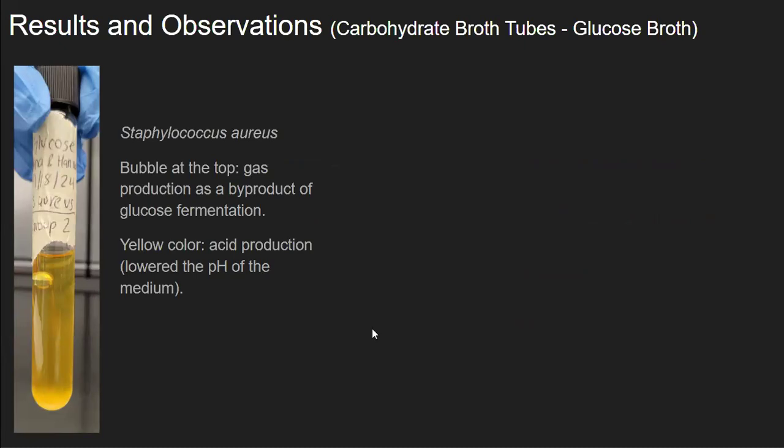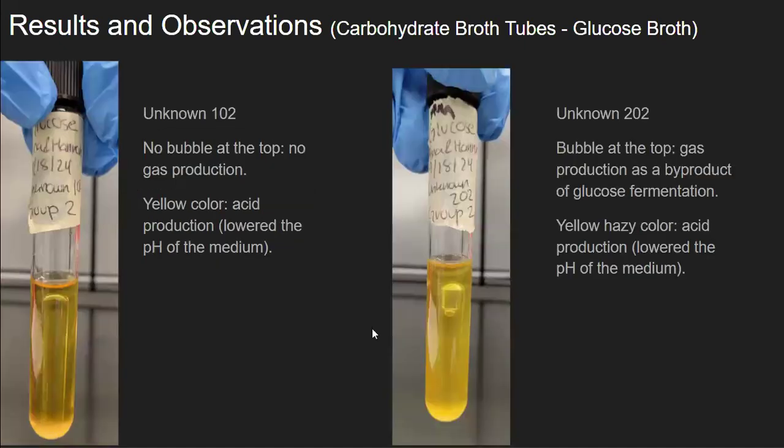Staphylococcus aureus had a bubble at the top, indicating gas production as a byproduct of glucose fermentation, as well as a yellow color, indicating acid production, which lowered the pH of the medium. Both unknown 102 and 202 had a yellow color, even though 202's color was more hazy, indicating acid production. While 102 had no bubble at the top, indicating no gas production, 202 had a bubble at the top for gas production as a byproduct of glucose fermentation.